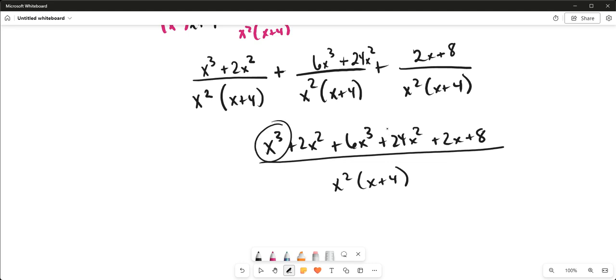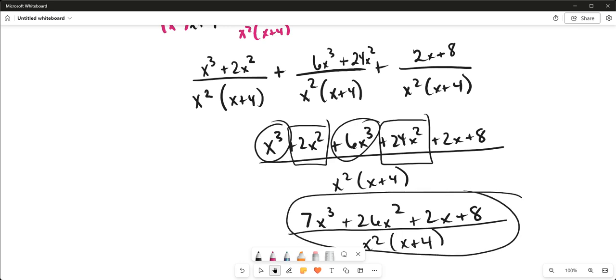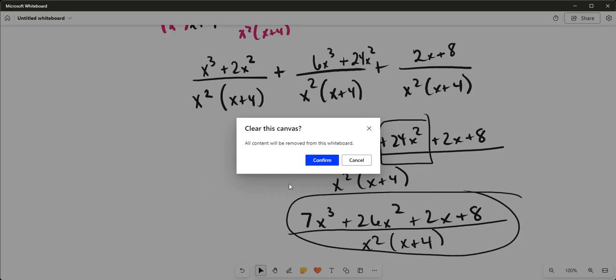So this is x to the third, 6x to the third. So that's going to be 7x to the third. And this is 2x squared plus 24x squared, which is 26x squared. This is just plus 2x, and this is plus 8, all over x squared times x plus 4. I'm going to check it. That is correct, and this is all we can do with that because we don't have any more like terms. All right, last example.